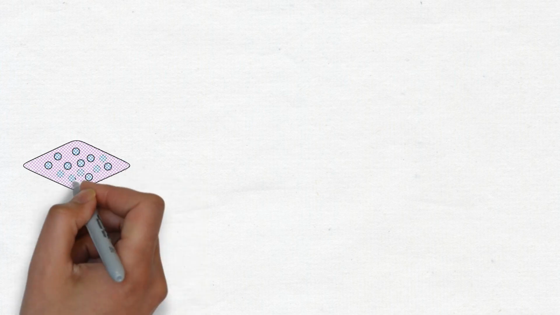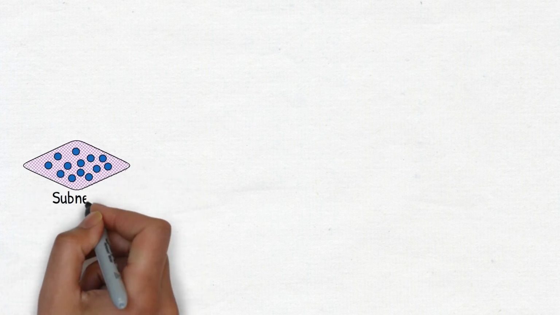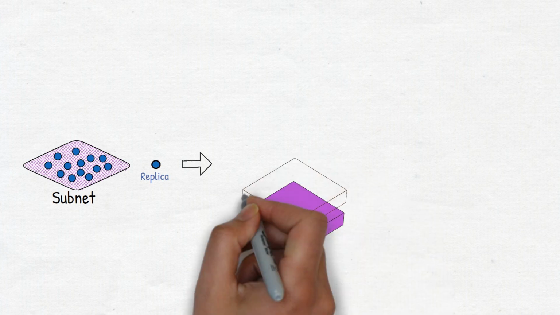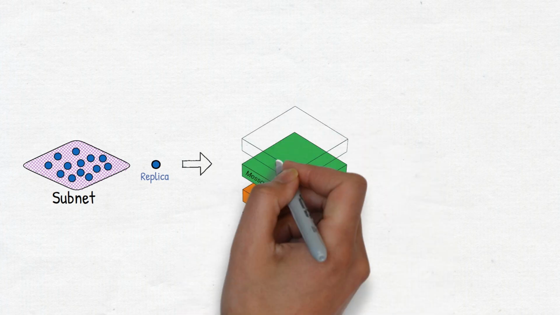The core part of the IC protocol is divided into 4 layers, running on nodes within each subnet. The IC core protocol has a total of 4 layers, and each replica has this 4-layer structure. From bottom to top, they are the P2P layer, consensus layer, message routing layer, and execution layer.